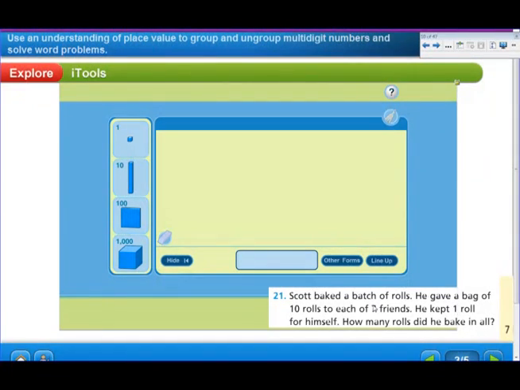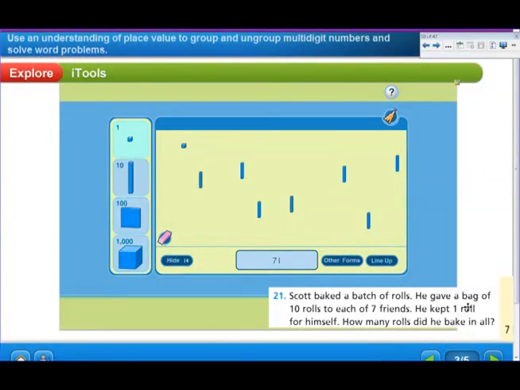10. Wait, there's a 10. How many friends did he have? 7. Let's put on 7. And they lived all over the city. And he kept 1 roll for himself. Let's give him a roll. So Scott had how many rolls did he bake in all?